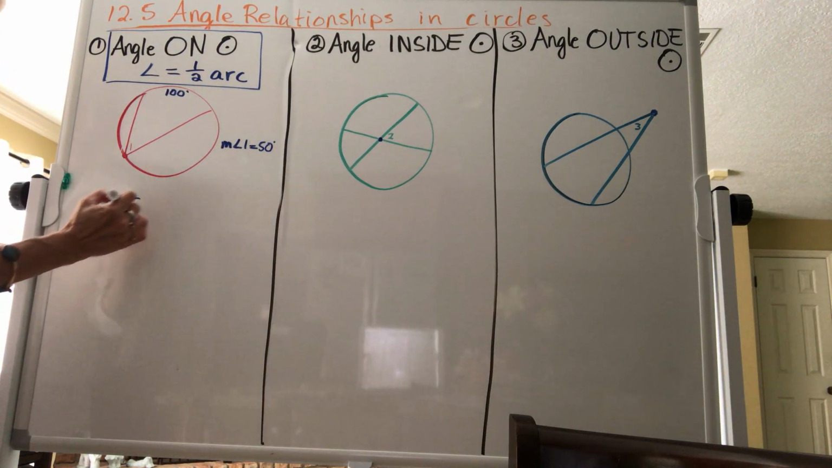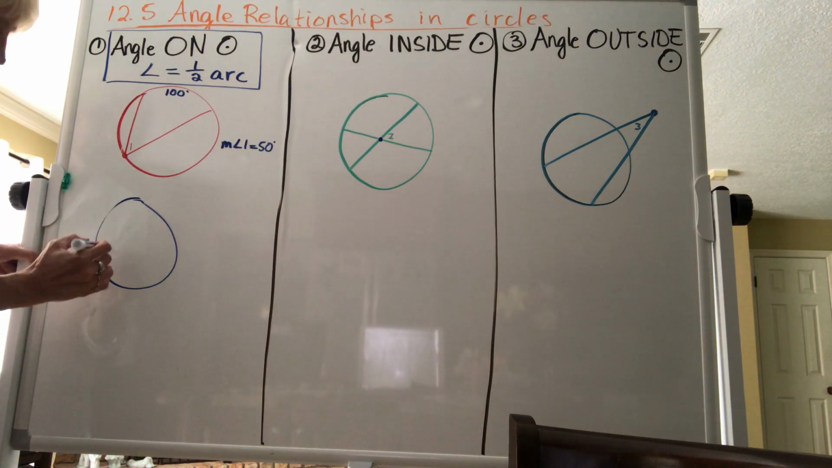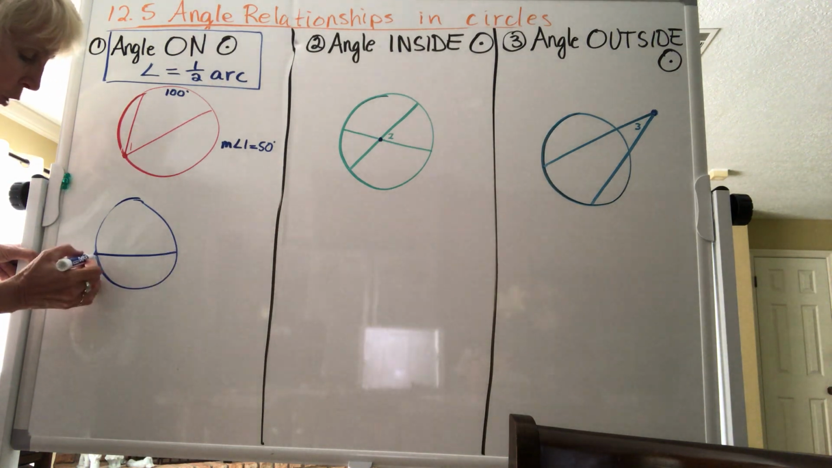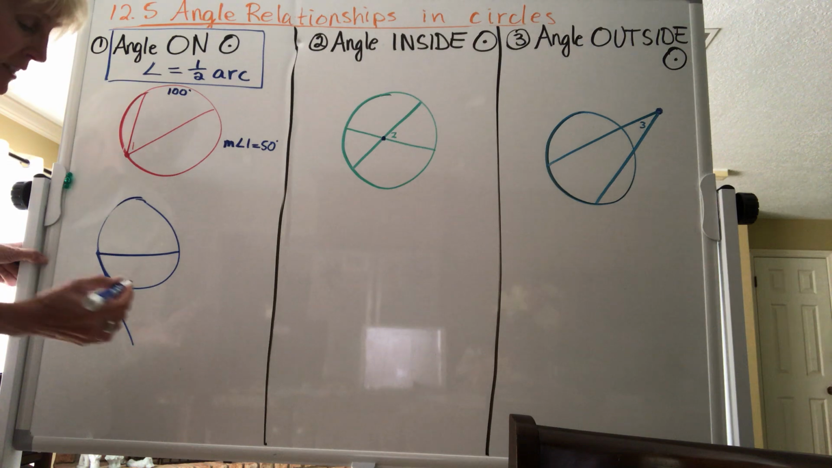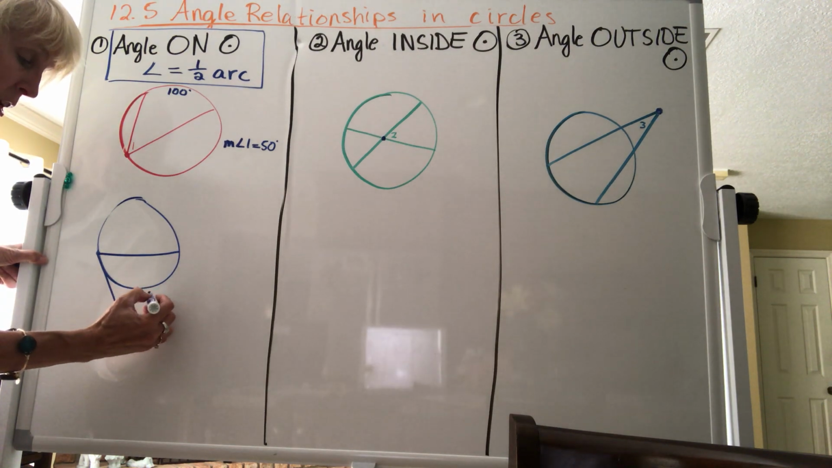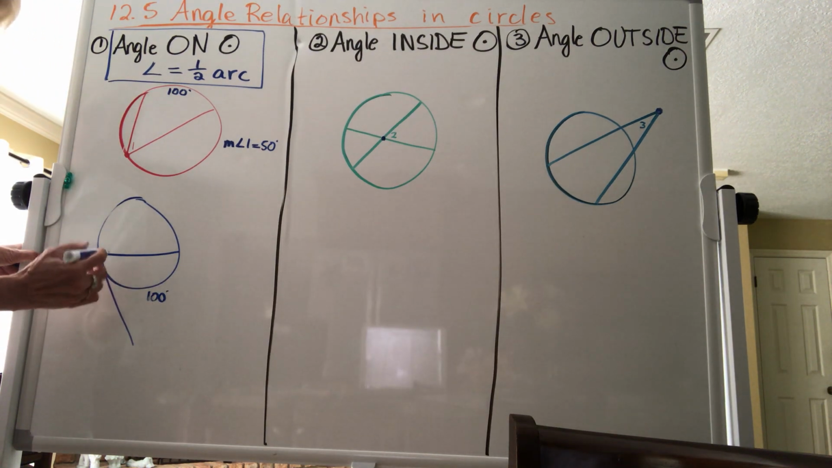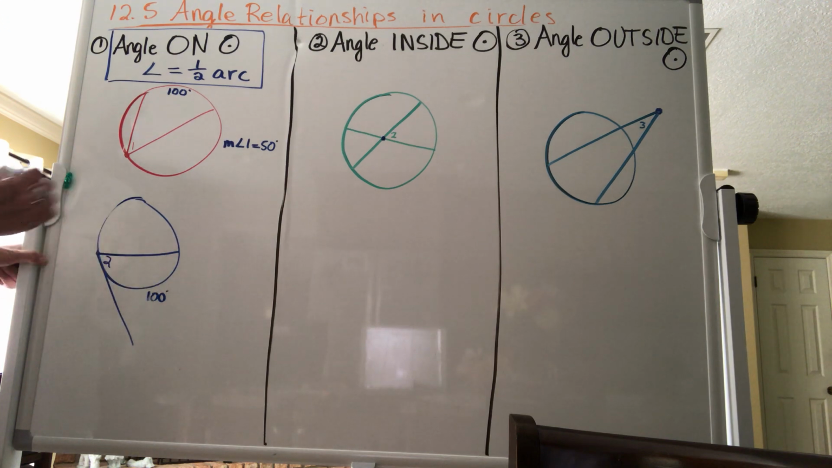But now we're saying, hey, we can do that even if I have one chord and one tangent. Okay, so I could still say if this intercepted arc is 100 degrees, then this angle is half the arc.